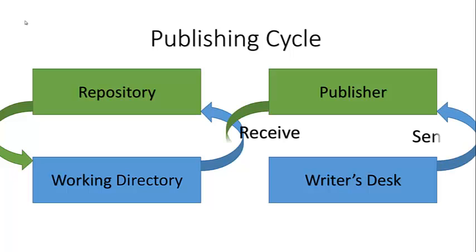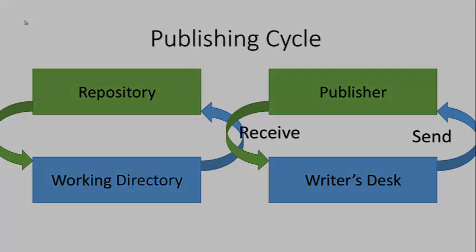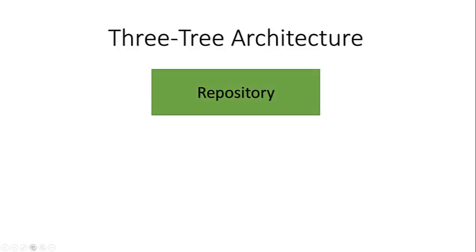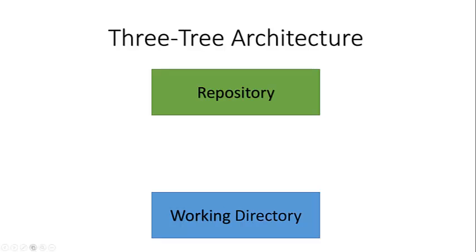So we receive things from the publisher. That's going to be our analogy to checkout. And we send things from the writer's desk to the publisher. That's our analogy for a commit. But there is a primary difference in Git. Git uses a three-tree architecture system. So what that means is we're still going to have our repository, and we're still going to have our working directory. And a checkout is going to work the same.